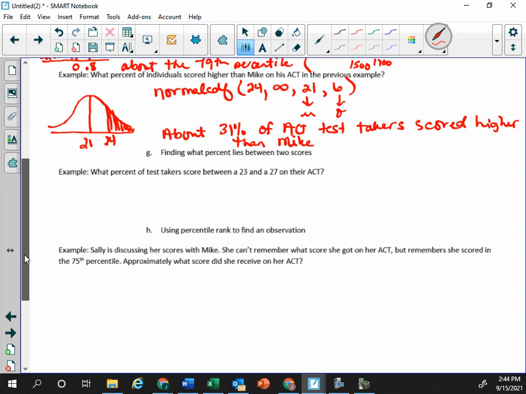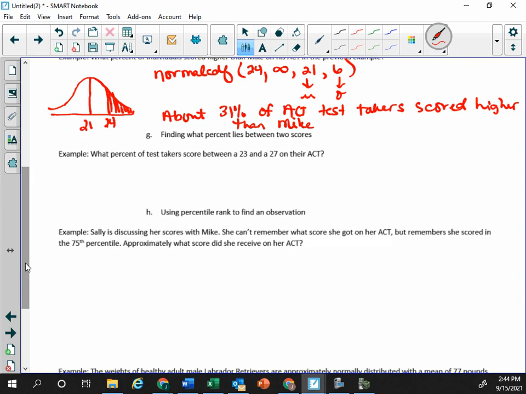So what percent of test takers score between 23 and 27 on their ACT? You guys get in the habit of making little sketches, drawing pictures. It's a crucial part of answering a lot of your AP questions. So I want to know who scored between a 23 and 27. That little area, okay? Yeah, so from what was up above, I believe the mu was 21 and sigma was 6, I think. Yep.